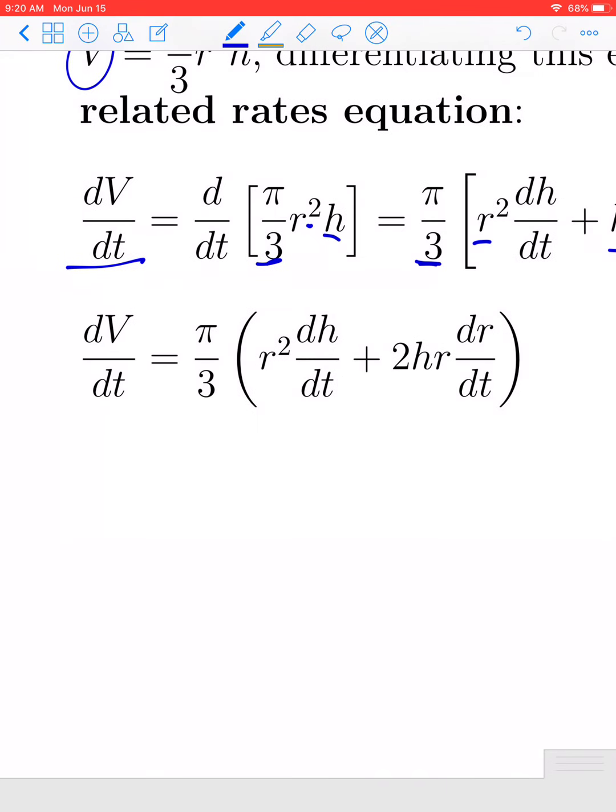And all things considered, we get our formula for the derivative of the volume with respect to time. It's pi over 3 times r squared dh/dt plus 2hr times dr/dt.